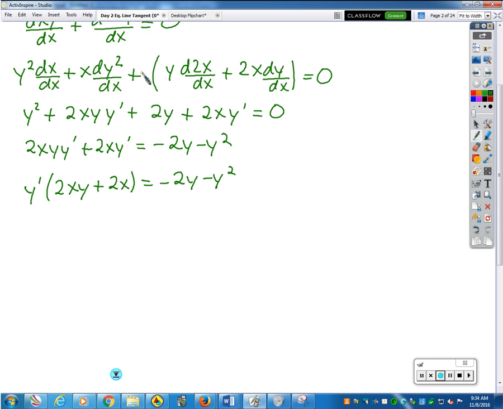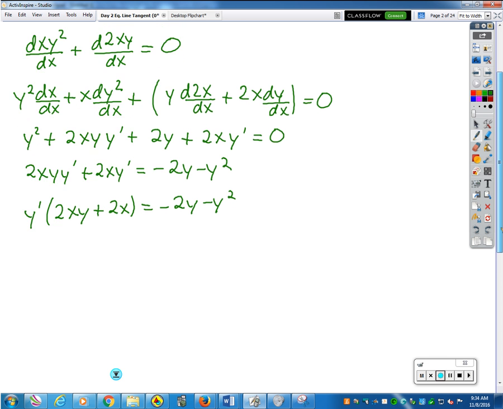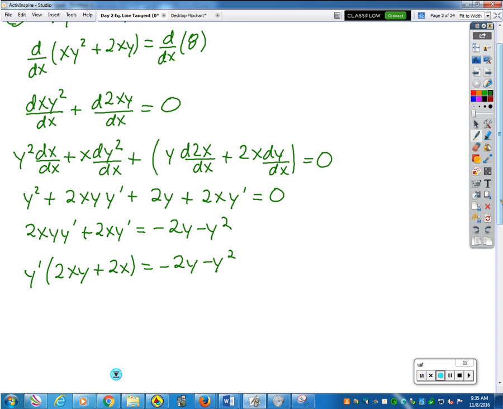Just real fast, in the parentheses up there, you have d2x over dx. Couldn't you take out the 2 earlier because it's a constant? If you take the constant out here, you would have had a 2 right here, then parentheses, then it would have been y dx dx plus x dy dx. So, yeah, okay.